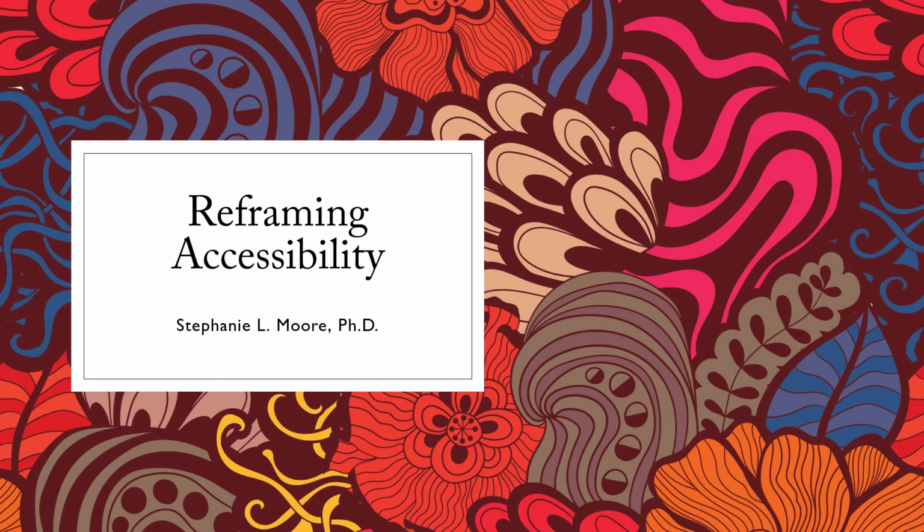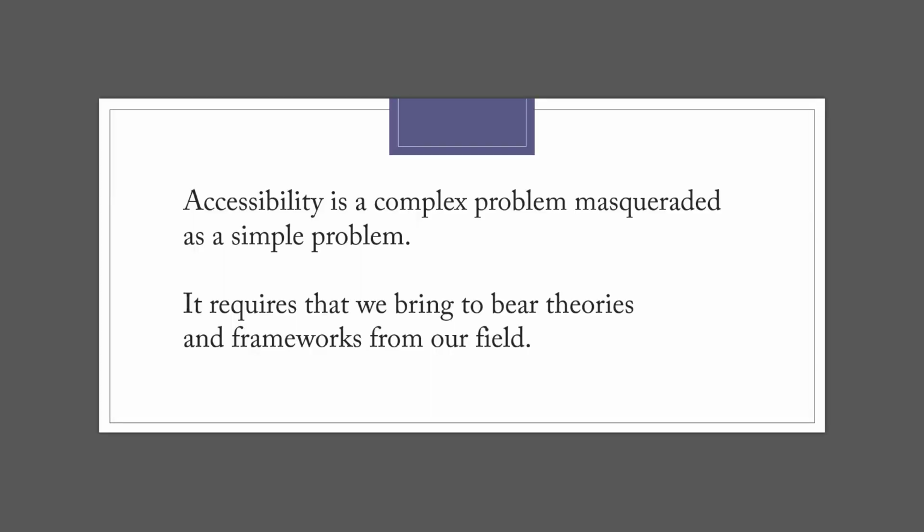So let's see. I want to start with the idea that accessibility is really a complex problem that's masqueraded as a simple problem. In other words, typically when people talk about accessibility, they talk about, oh, we just need to add alt tags or descriptions or transcripts of a video or things like that. And that really oversimplifies a problem that is really more about learning and how different users or learners are processing the information that they come across.